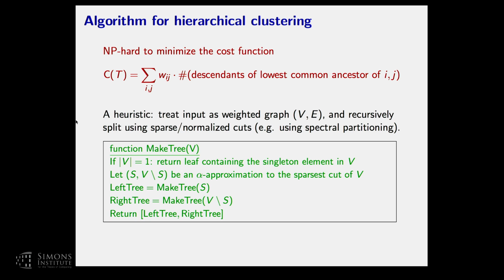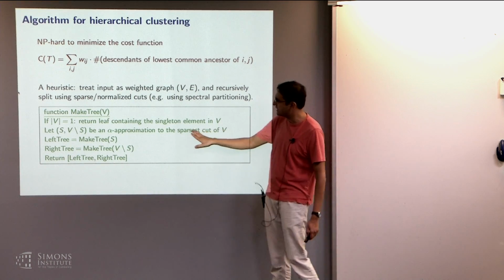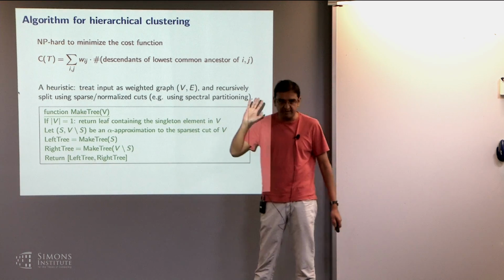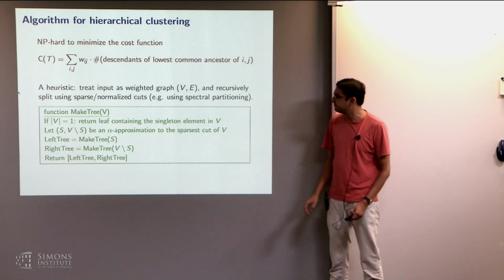You do sparsest cut, and then you recurse on the two sides. Now, sparsest cut is, again, something that is NP-hard. But we have lots of approximation algorithms for this. We have the spectral relaxation. We have the LP relaxation, the semi-definite relaxation. So there are plenty of algorithms for this. Let's say we just use whatever our favorite is, which is some alpha approximation to the sparsest cut.